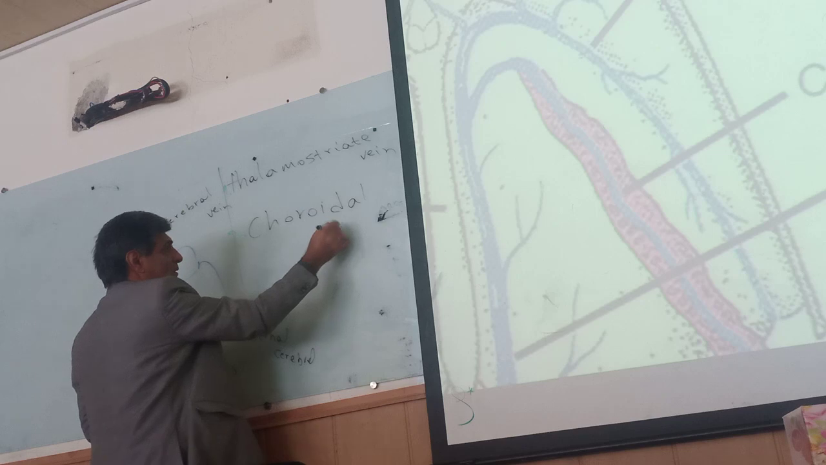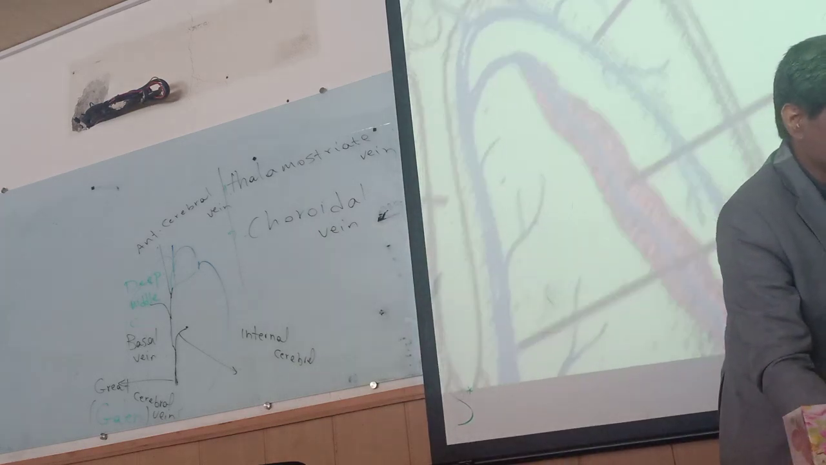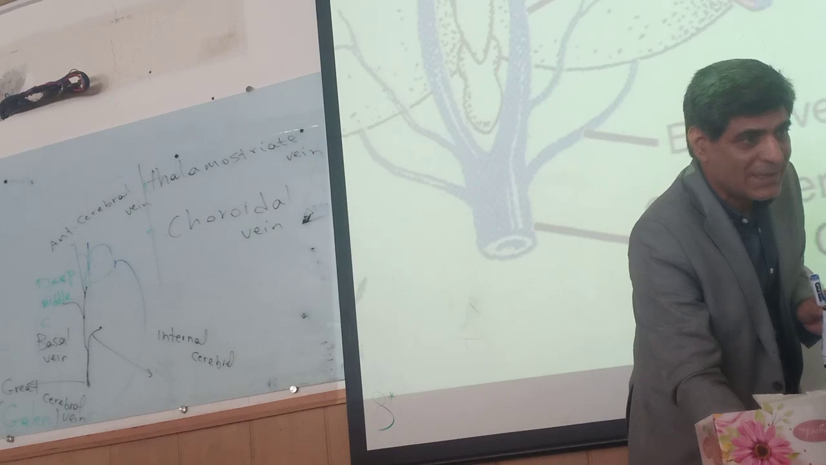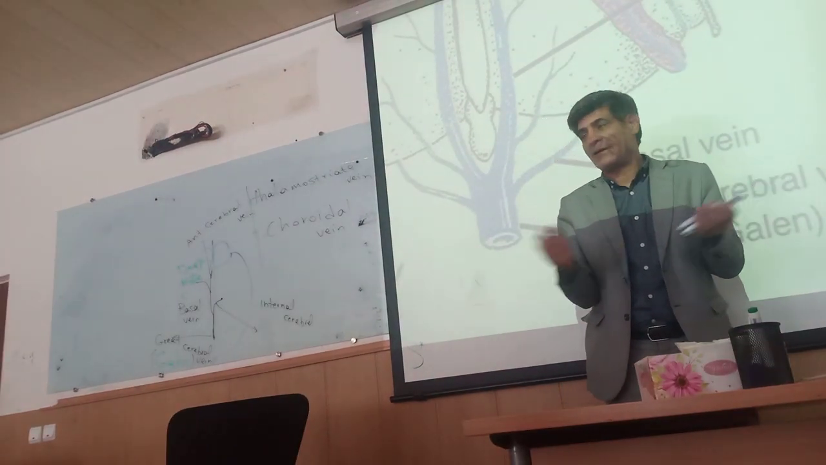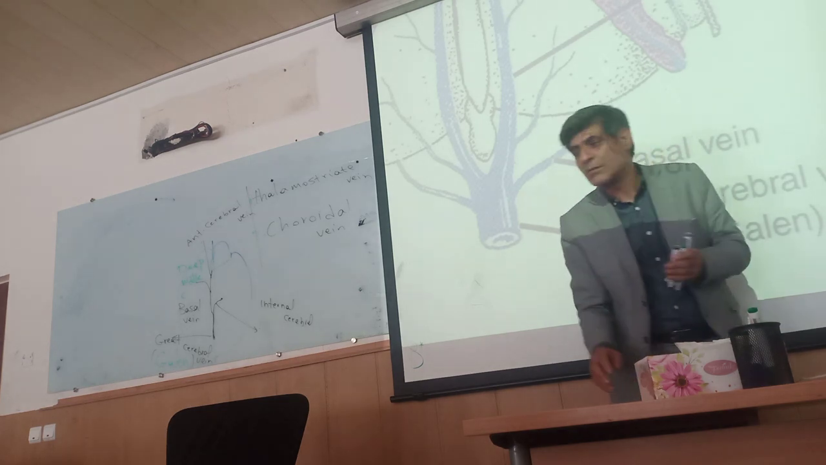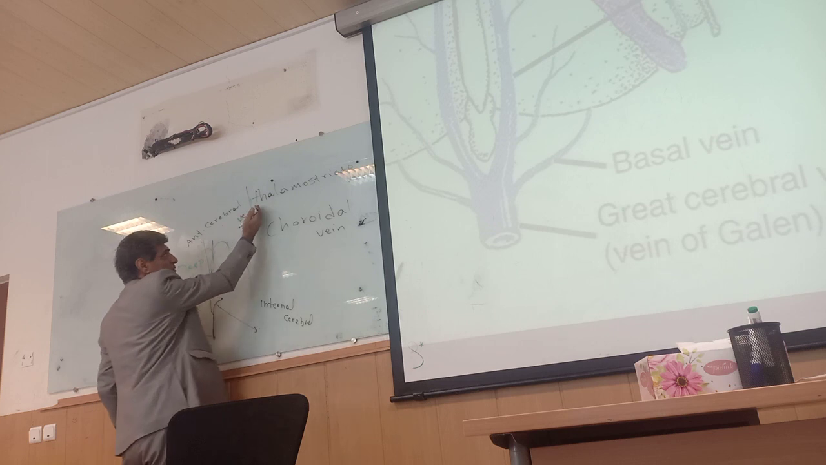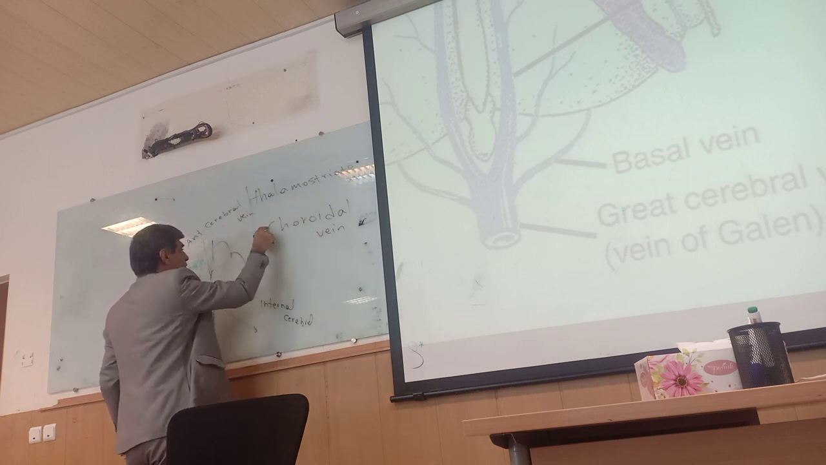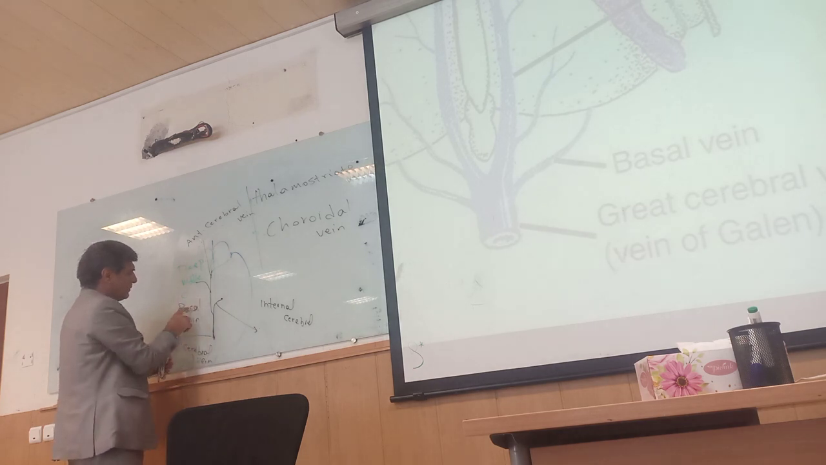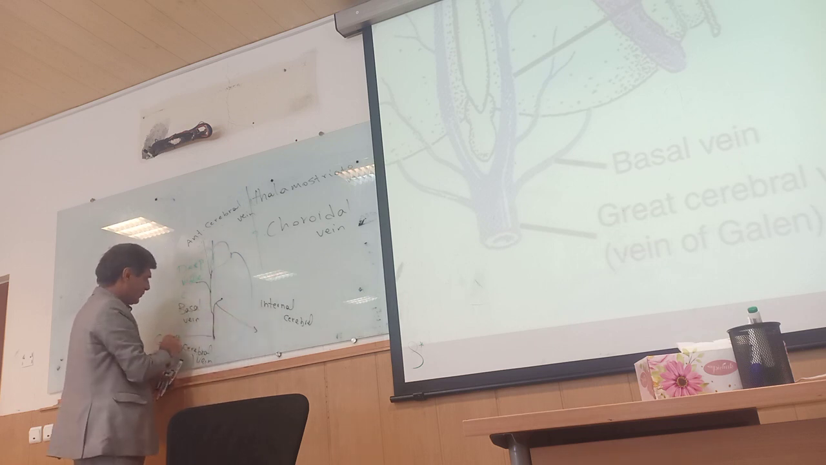Formation of the anterior cerebral vein. Formation of the internal cerebral vein. The internal cerebral vein communicates with the basal vein. Formation of the great cerebral vein. Sir, can you repeat this one? The thalamo-striate vein and the choroidal vein. A very easy vein: the internal cerebral vein is formed from the thalamo-striate vein and the choroidal vein, the two joining together. The internal and the middle, formation of the basal and internal cerebral veins.